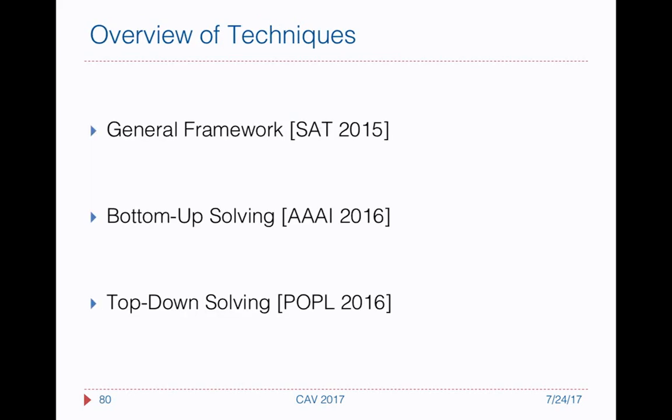So we developed our own solver for scaling to these instances. And what I'm going to talk about is a very general framework that this solver follows. I'm going to show two instances of this framework. Following the terminology in the Datalog community, I'm going to talk about bottom-up solving and top-down solving, and also talk about where each of these might be applicable.